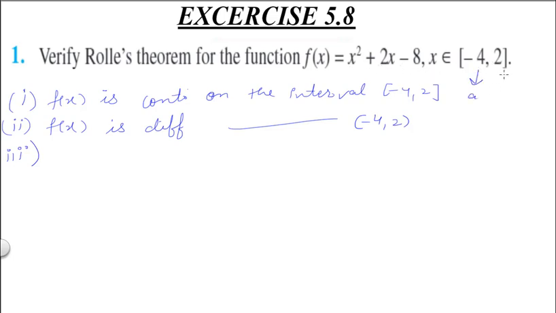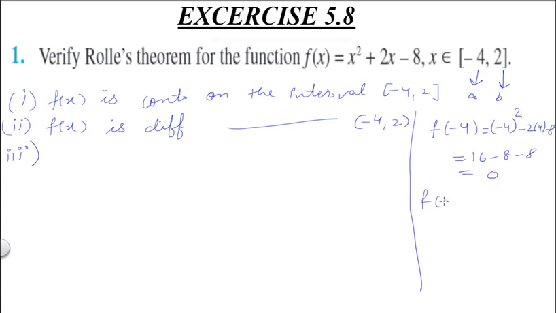Now this is a, this is b. So let us first calculate that. We'll do that in rough, just to see. f of -4 will be (-4) whole square - 2 into 4 - 8. So we get 16 minus 8, and the answer is 0.